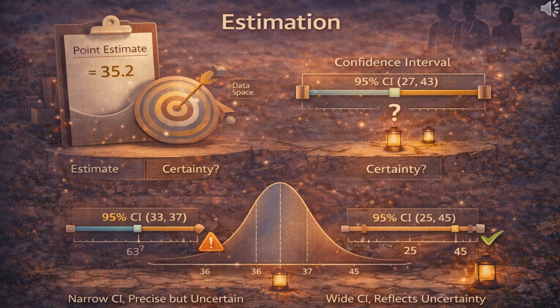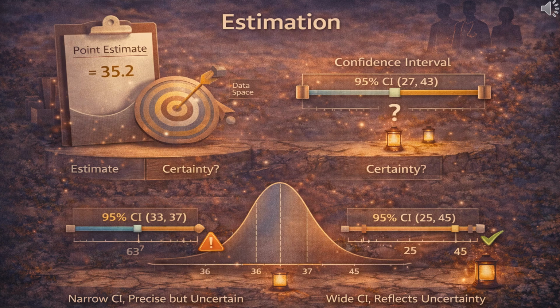A narrow interval means high precision and suggests that the parameter is well pinned down by the data. A wide interval means low precision and suggests that many values are plausible given the data. The key is to look at the entire range and ask what it implies for real-world decisions.